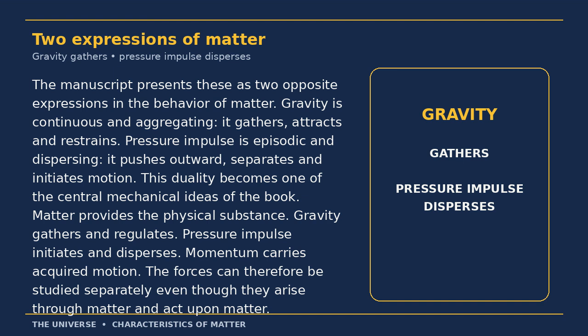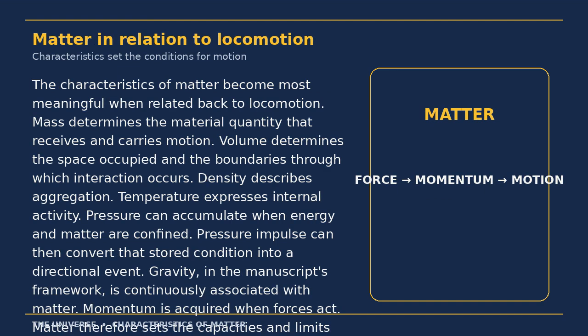The characteristics of matter become most meaningful when related back to locomotion. Mass determines the material quantity that receives and carries motion. Volume determines the space occupied and the boundaries through which interaction occurs. Density describes aggregation. Temperature expresses internal activity. Pressure can accumulate when energy and matter are confined. Pressure impulse can then convert that stored condition into a directional event. Gravity, in the manuscript's framework, is continuously associated with matter. Momentum is acquired when forces act. Matter therefore sets the capacities and limits within which locomotion occurs.